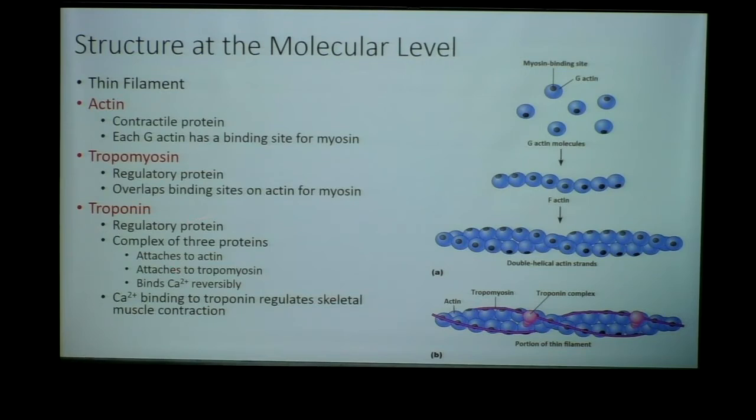We have troponin, that complex of three proteins that binds three different areas. One attaches to actin, which is the entire protein in blue. One attaches to tropomyosin, which is this thread-like regulatory protein. And then one is going to attach to calcium, okay? This is really where the magic of muscle contraction happens, right? Calcium binding to this troponin molecule is going to shift that tropomyosin off of these binding sites, and that is going to facilitate muscle contraction.